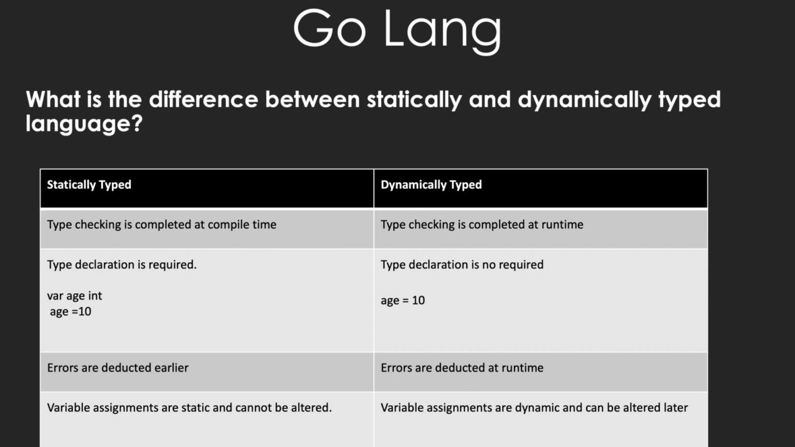So the variable assignments are static; they cannot be altered. For example, let's say you declare the variable as an integer. Then after that, you assign a string value to the integer variable. That should not be allowed in a statically typed language, because it sticks to the data type. In dynamically typed languages, variable assignments are dynamic and can be altered at any time.